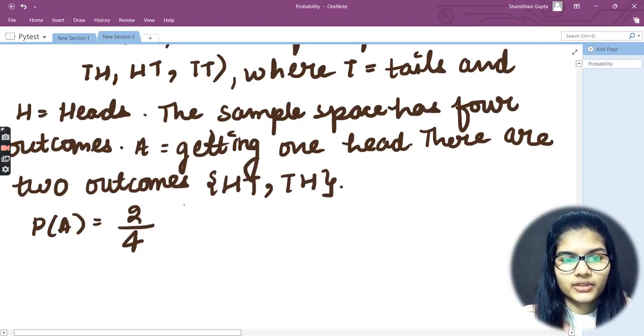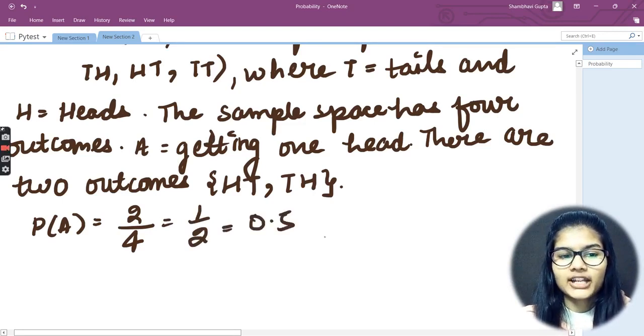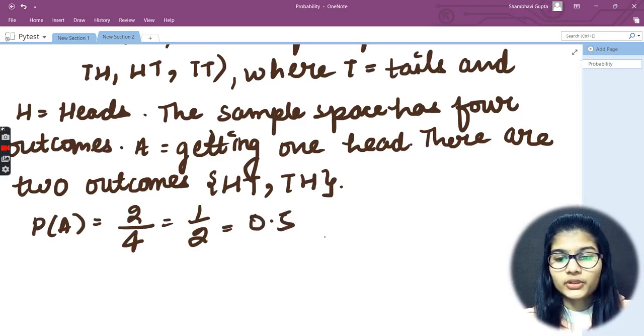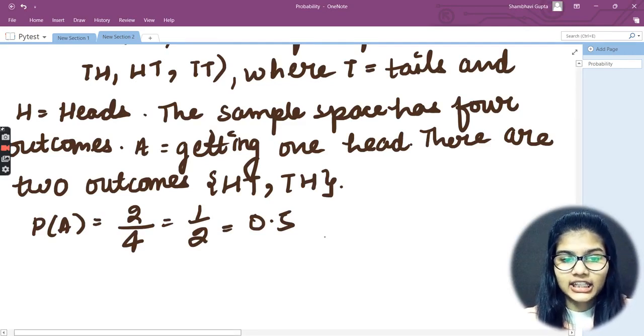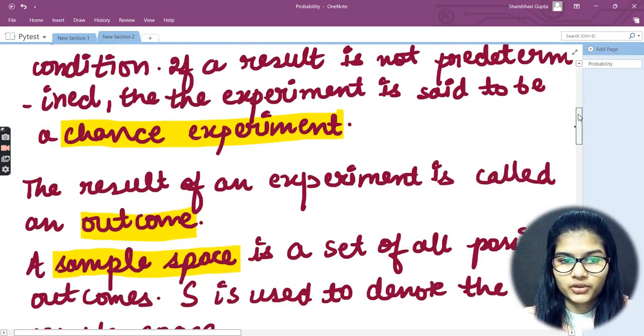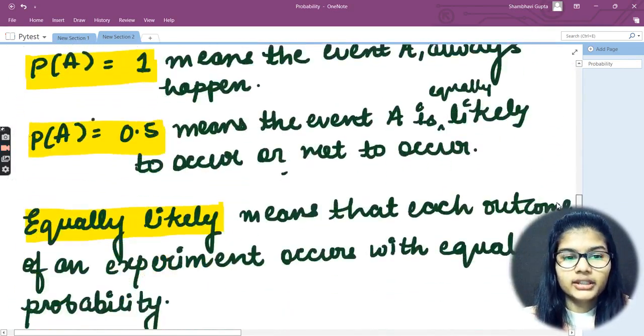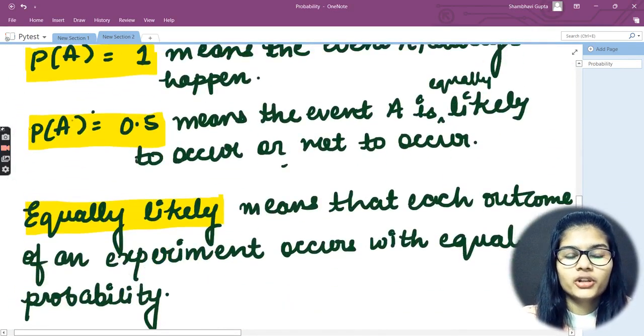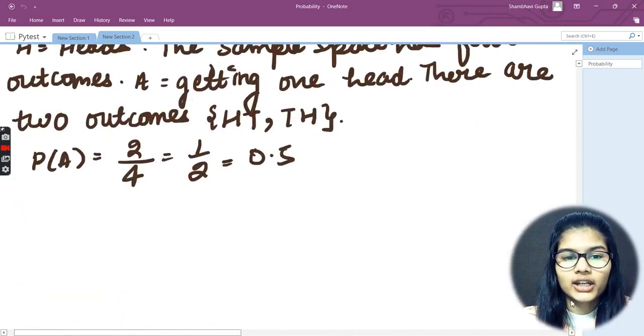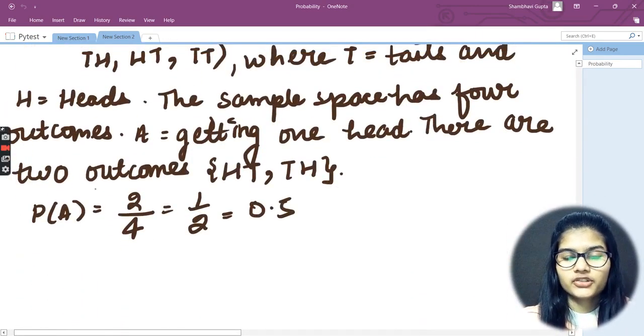So 2 by 4 is equal to 1 by 2, and that's equal to 0.5. And remember I told you in my previous video that if the probability of A is equal to 0.5, then in that case we say that the event is equally likely to occur or not to occur. Let me just take you to that particular position. Yes, here I told in the previous video that if the probability of A is equal to 0.5, it means the event A is equally likely to occur or not to occur. And see here, what I am getting is probability of A equal to 0.5.